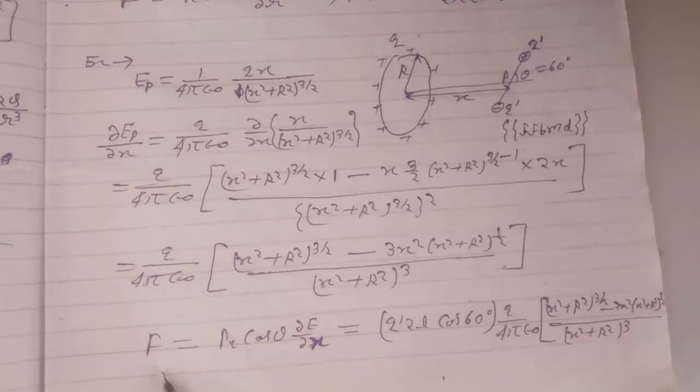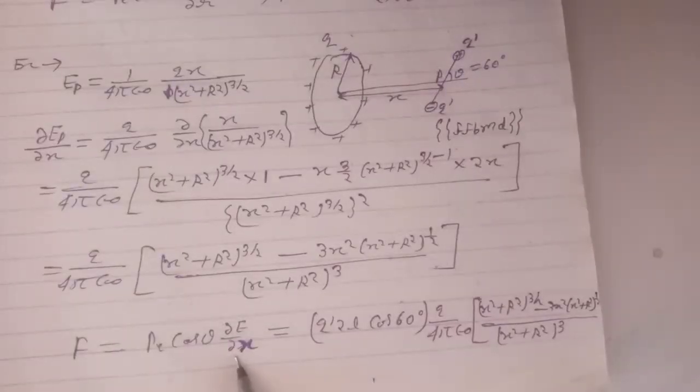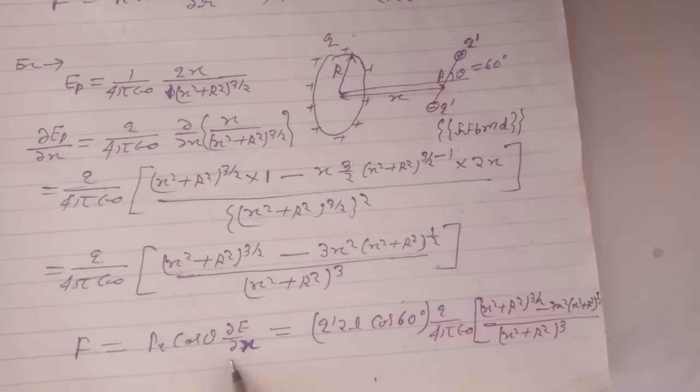Now we can write F equals P cos theta del E by del x. So P cos theta will be q dash into 2l cos 60, q dash into 2l and cos 60, times 1 by 4 pi epsilon given by this value.